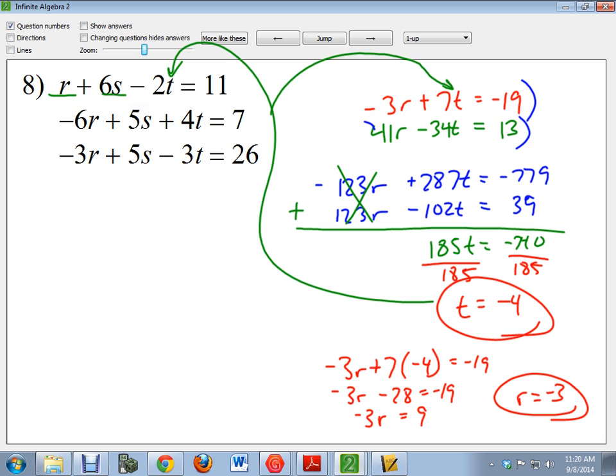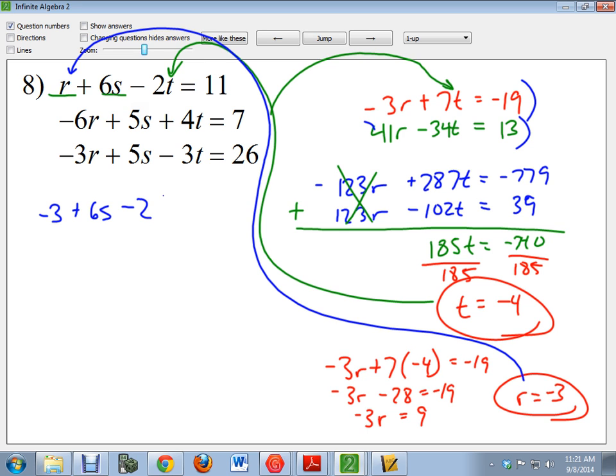Well, that's good, because now we know both R and we know T, so we can use that information and go back into the original equation again, and we can find out the last letter that we need, which is S. So we're going to plug that in. Negative 3 goes in for R, plus 6 times, in for T, well, I don't know S, so we want to put an S there. Minus 2 times, and in for T goes a negative 4, is equal to an 11. We can solve this equation. It's long, but it's not exactly hard.